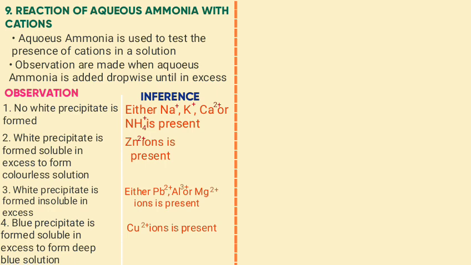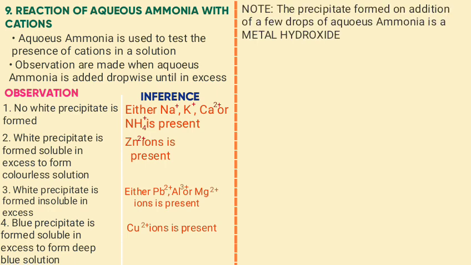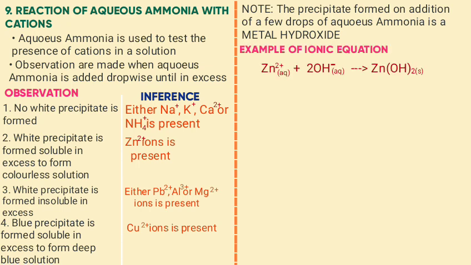Now, note that the precipitate formed on addition of a few drops of ammonia is a metal hydroxide. An example of an ionic equation is zinc ions plus 2 hydroxide ions arrow zinc hydroxide, which is a white precipitate, or copper(II) ions plus 2 hydroxide ions arrow copper(II) hydroxide, which is a blue precipitate.